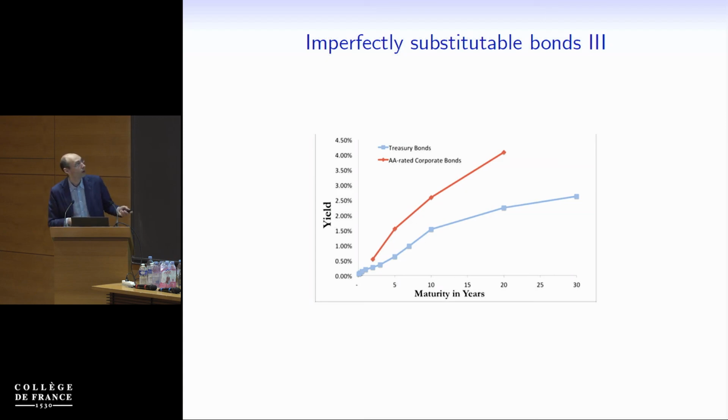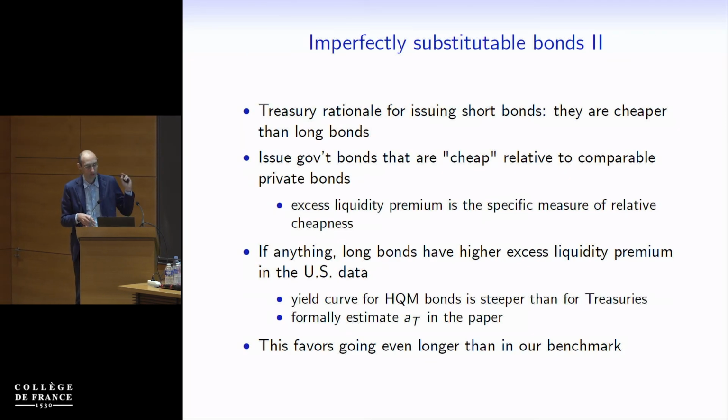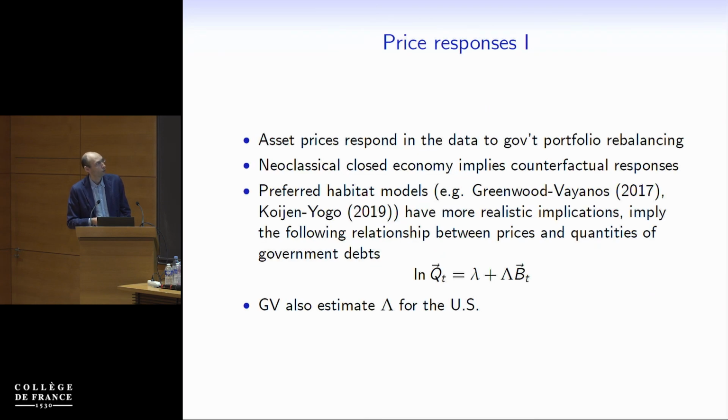I'll take 1 minute. That point, if anything, goes the opposite way from how Treasury thinks about issuing bonds. The Treasury rationale for issuing short bonds is that the yield curve is upward sloping, so it's cheap to issue short bonds, so let's issue those. From the point of view of this theory, that's the wrong way to think about it. You want to think about what you can do relative to what the private sector cannot do. It seems much costlier for the private sector to borrow long relative to the Treasury, so going long is more valuable than going for the short term.